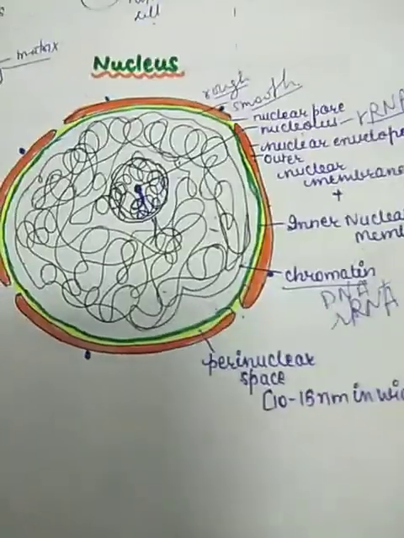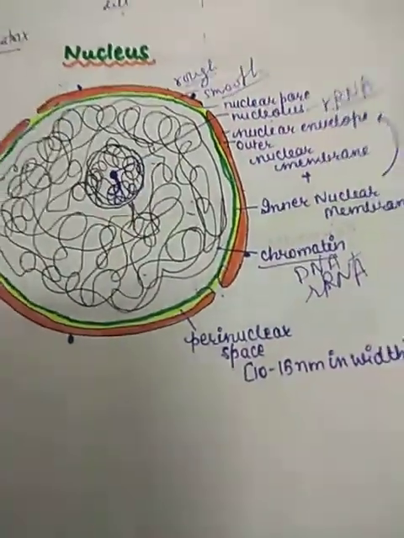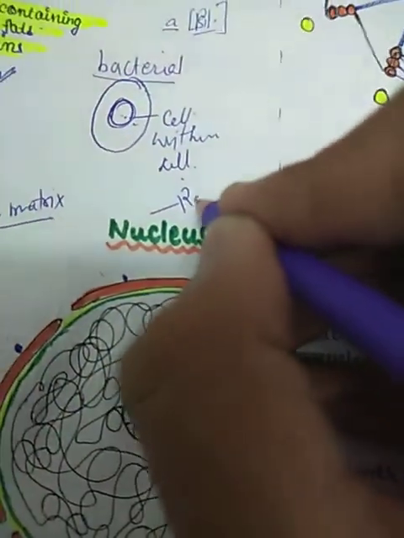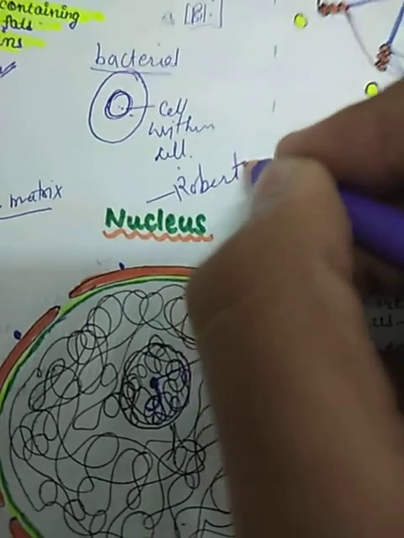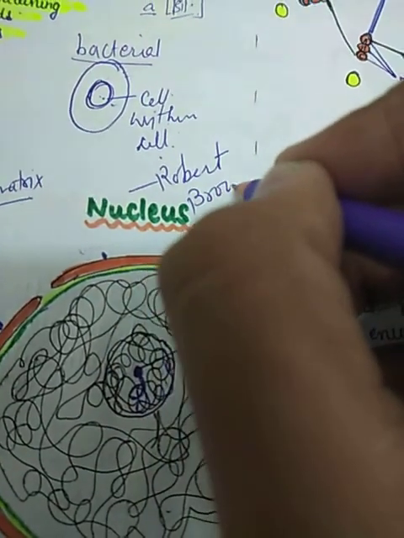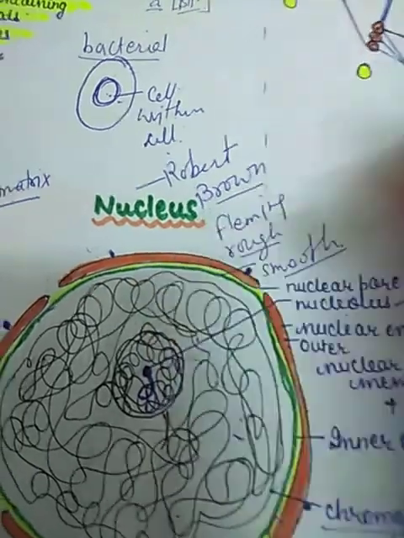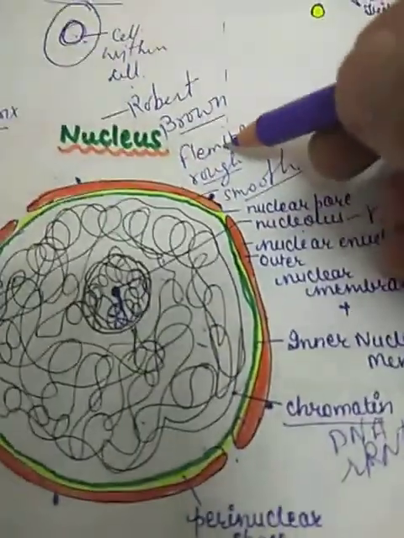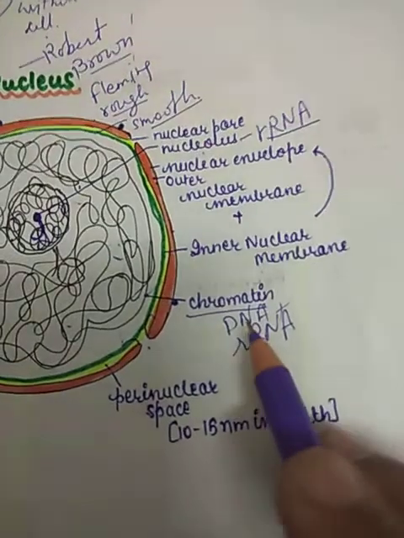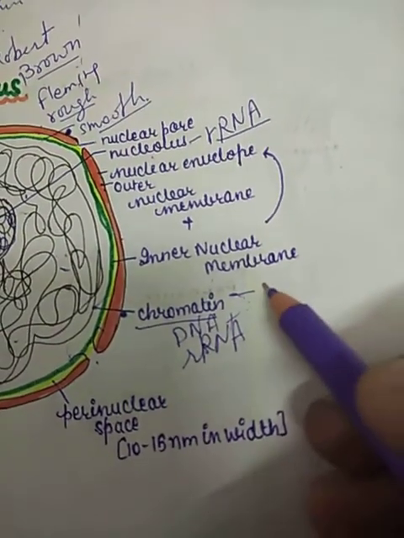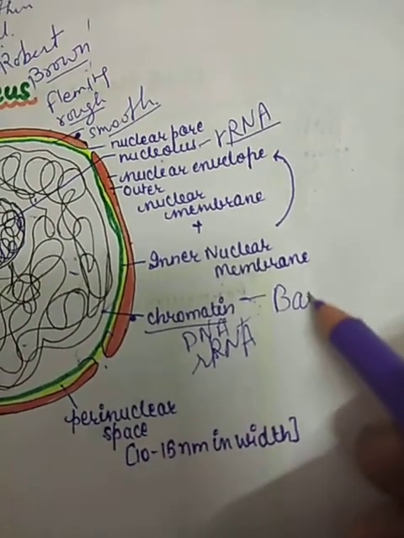This completes the structure of the nucleus. There is not no importance if we deal with the structure. Basically it was discovered by Robert Brown, which we had discussed in the first section also. Robert Brown. It was Fleming who gave the term chromatin, because it is stained with basic dyes.